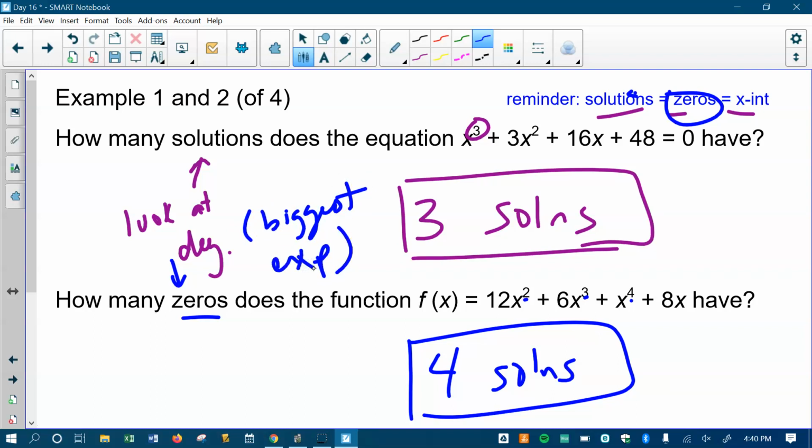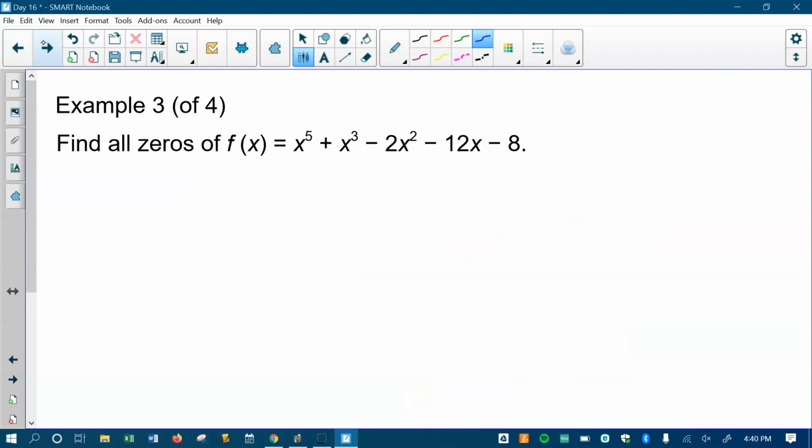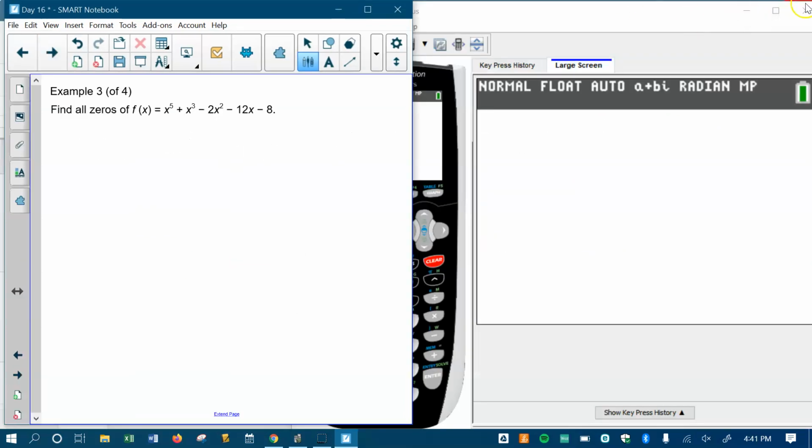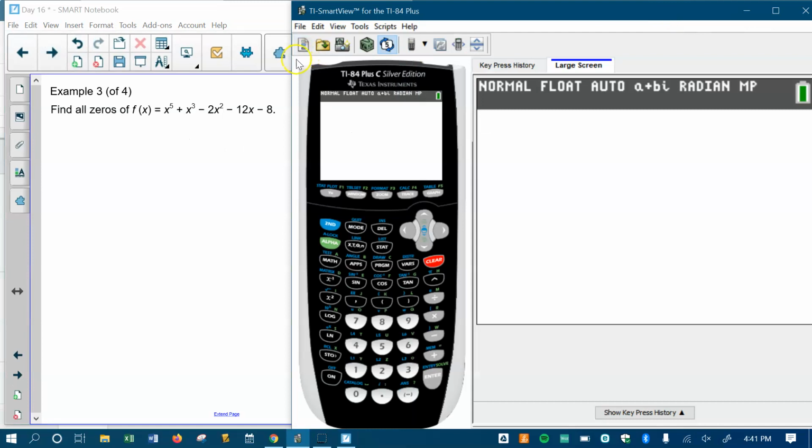Okay, that's examples 1 and 2 of 4. That's it, guys. Now the next ones, we're going to need a graphing calculator, so make sure you have one out. This one says to find all zeros of f of x, where f of x is equal to blah.